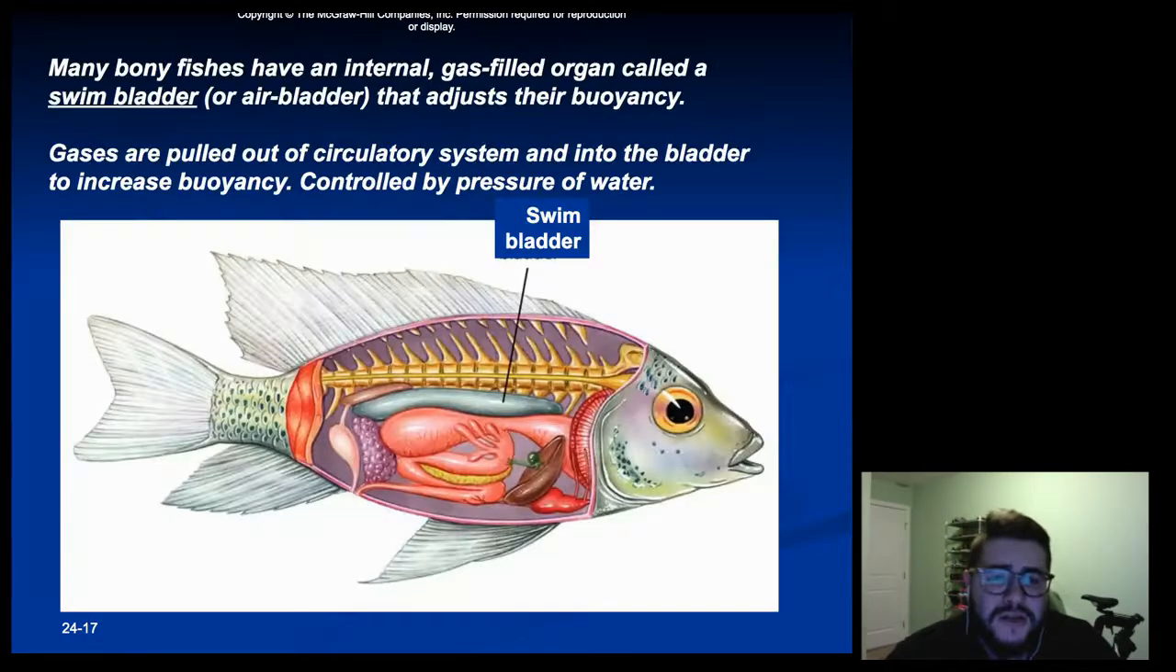Compare that to a shark or all of the cartilaginous fish, which rely on a very large and oily liver. And oil is less dense than water. It floats on the top of water. So by having this large oily liver, they can stay a little bit more afloat than if they didn't have that.